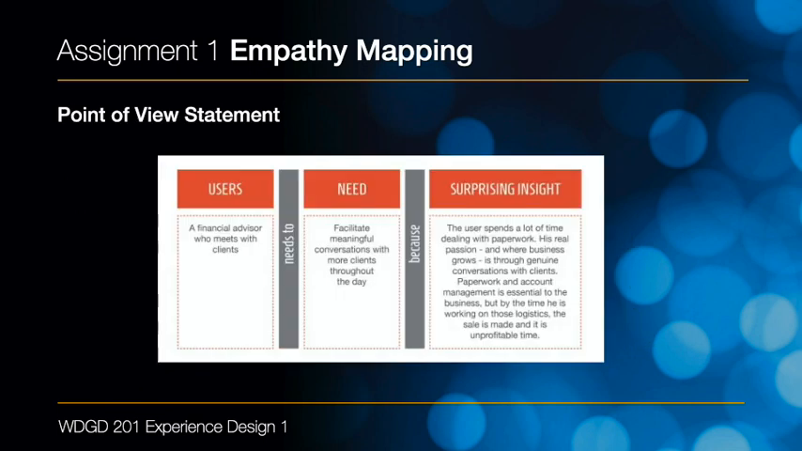So for example, the structure is who the users are, what they're doing, what their needs are, and what comes out of that is the surprising insight. So, a financial advisor who meets with clients needs to facilitate meaningful conversations with more clients through the day because there's a surprising insight. The user spends a lot of time dealing with paperwork. His real passion and where his business grows is through genuine conversations with clients. Paperwork and account management is essential to the business, but by the time he's working on those logistics, the sale is made and it is unprofitable time.